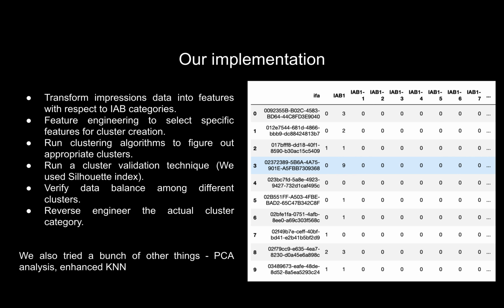If it's less than 0, then it's unstable. And then we check the data balance among each cluster, whether it's appropriate or not, which I'll talk more about while talking about the GMM algorithm. And then we actually reverse engineer the cluster category based on the IB types.